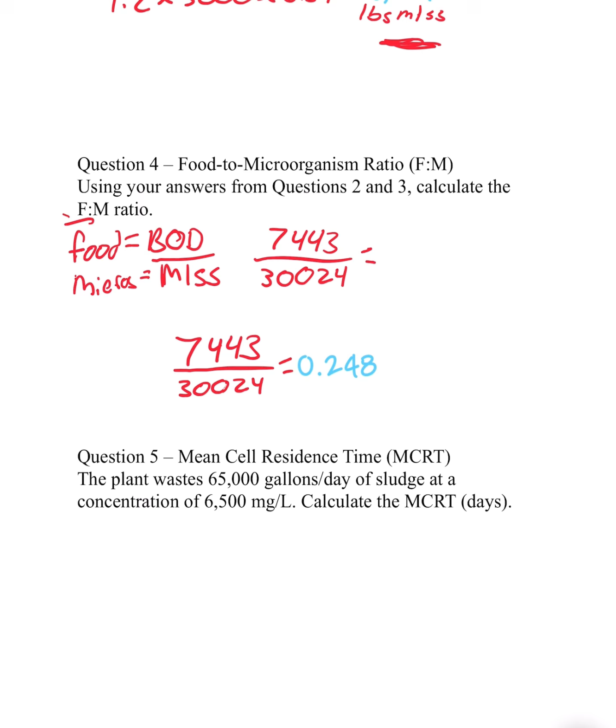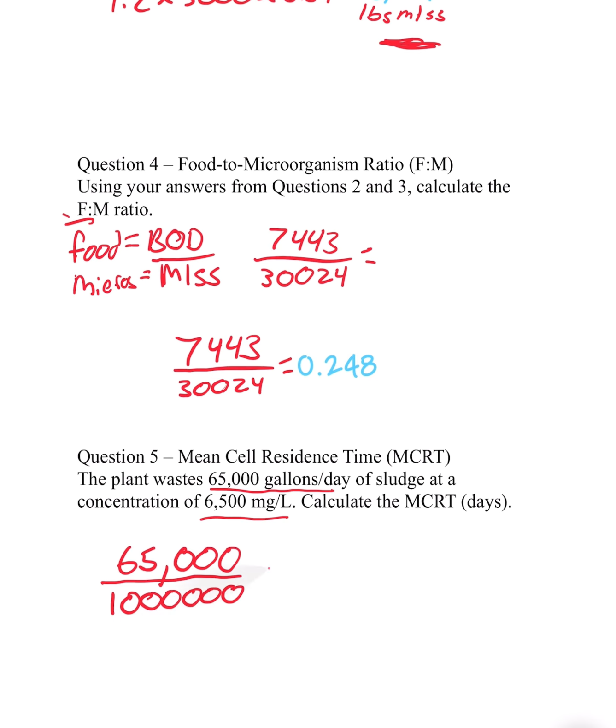Next, we have our MCRT calculation. So it says the plant wastes 65,000 gallons per day of sludge at a concentration of 6,500 mg/L. Calculate the MCRT. So for this, we need to know how many pounds we are wasting a day. So 65,000, but we're going to convert that to MGD because it's in gallons per day.